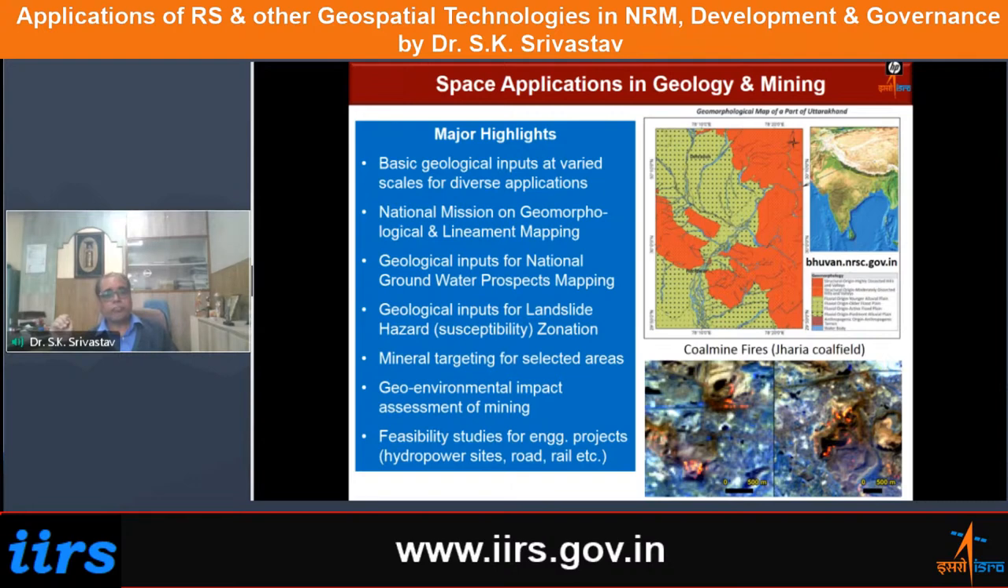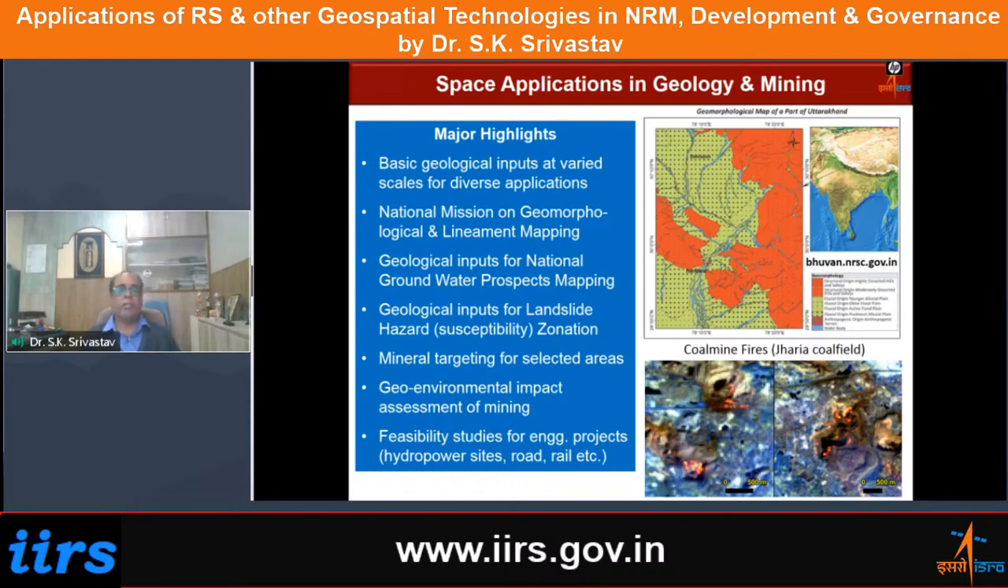Then geo-environmental impact assessment of mining. Wherever mining activities are going on, there are a lot of changes in the land surface, in the land use, land cover, and so on. Satellite images can be used very nicely for monitoring the land changes which are taking place in and around the mining area. So this is one application.